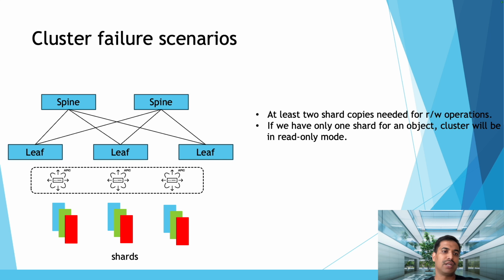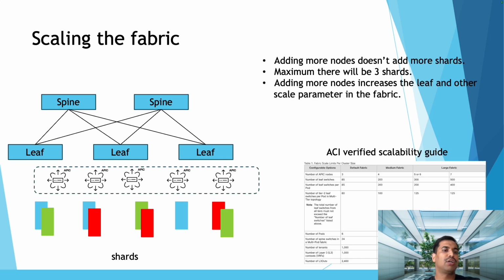If you want to bring the cluster back in read-write state, you need to bring at least one of these APIC controllers back. To scale the fabric, we also need to increase the number of nodes in the APIC cluster. For example, here I have 5 nodes in my APIC cluster, and with this 5 node APIC cluster, although the sharding is still exactly the same as we have seen with the 3 node APIC cluster, we can see that blue shard 1, blue shard 2 and blue shard 3 are only 3 copies of the blue shard present here, even though the number of nodes in the cluster is 5.